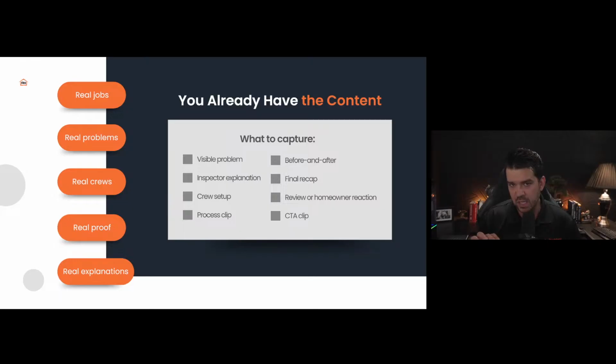These are the kind of shot lists that I would recommend giving to your team, because a lot of the time the owner or marketing person is not the only one who can capture that useful footage. The inspectors or the crew leads or the office staff can all help if they know what they're looking for, but it's good to reinforce this with your team so they know what they're looking for too.